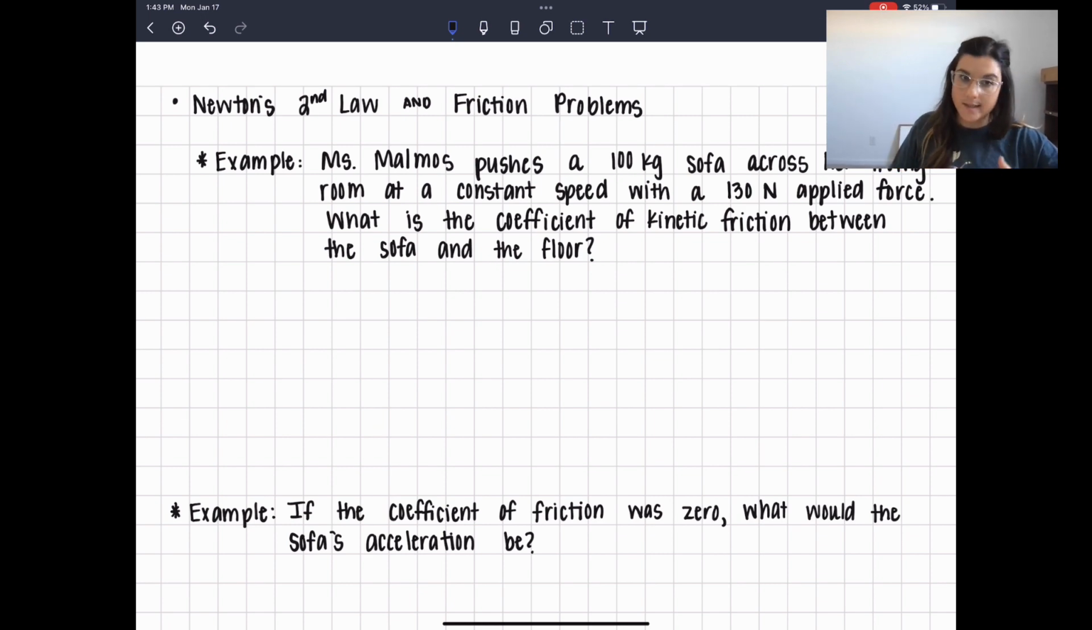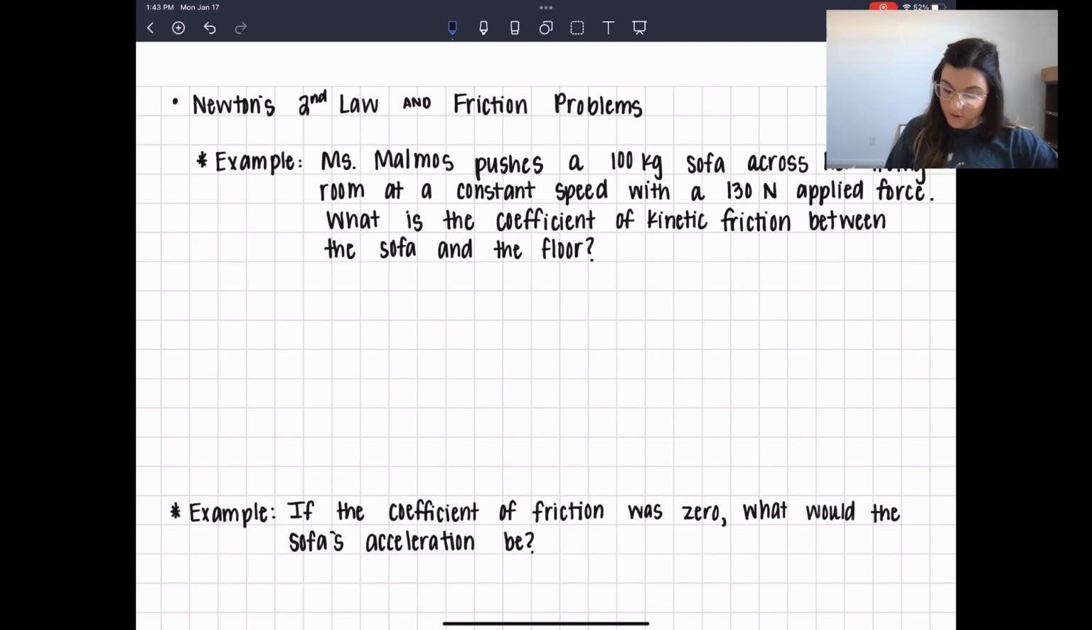So let's say, for example, that Ms. Malmos, myself, is pushing a 100 kilogram sofa across her living room at a constant speed with 130 newtons of applied force. What is the coefficient of kinetic friction between the sofa and the floor?